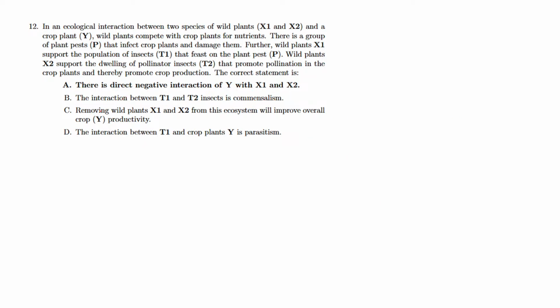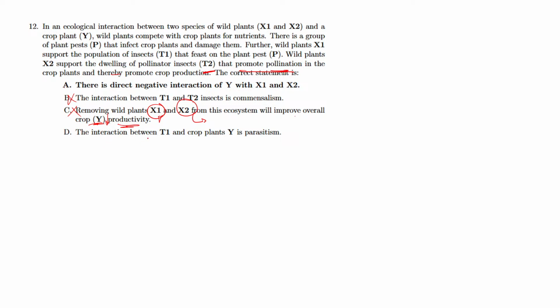I have the third option, which says that removing wild plants X1 and X2 from the ecosystem will improve overall the crop productivity of Y. Here I have X1 and X2 both, but X2 is supporting the dwelling of pollinator insects T2, which is promoting the pollination of crop plants, that is promoting the crop production. So by removing the X2 plant, the overall productivity of crop Y will be reduced. It will not increase. So this option goes wrong.